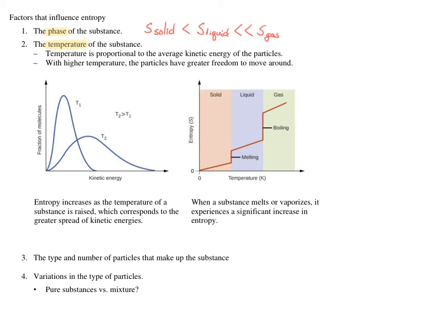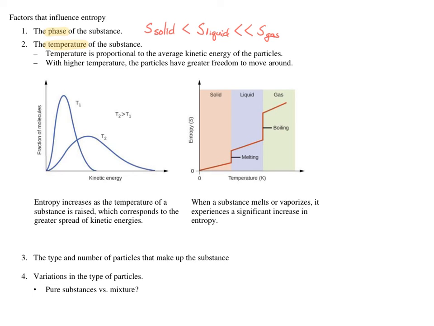We see this very easily in the cartoon here, where as temperature increases, there's going to be an increase in entropy. And further, there's a huge jump in the magnitude of entropy at each phase change. There's a big jump between solid and liquid, and a much larger jump between liquid and gas.